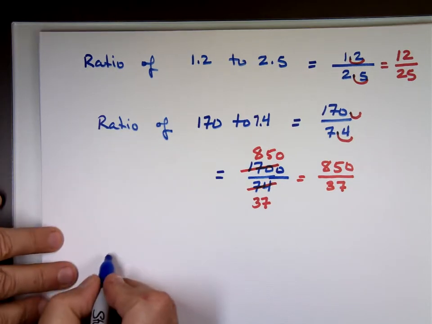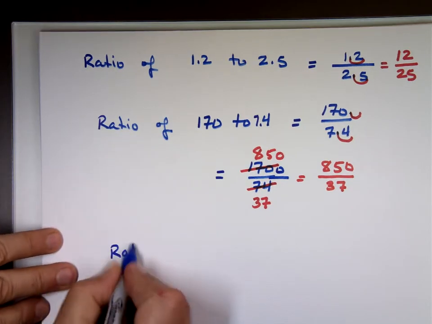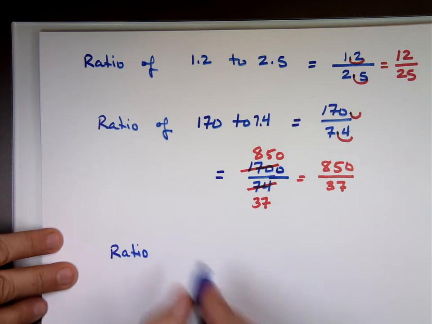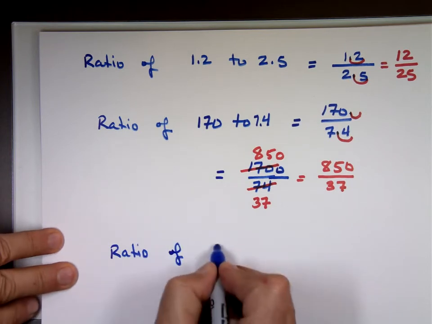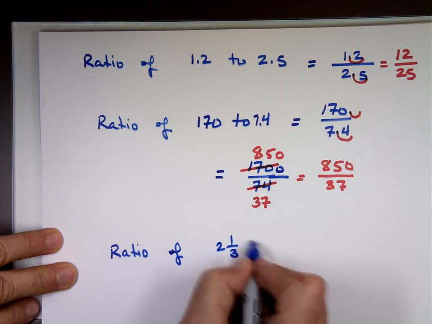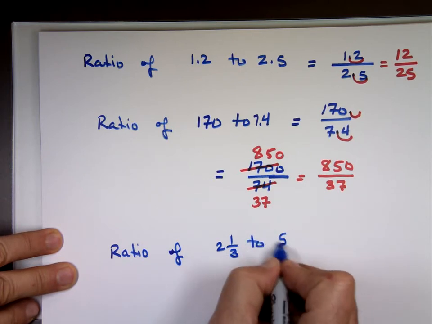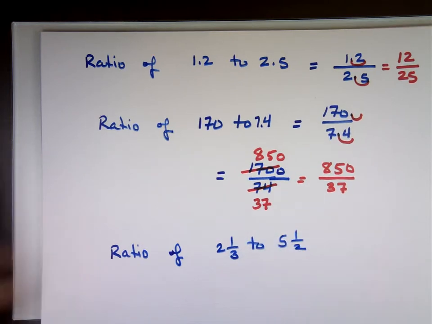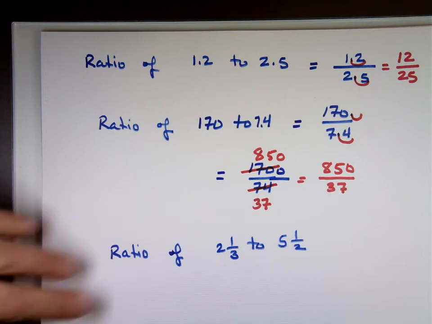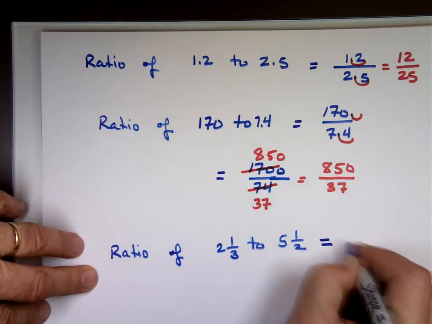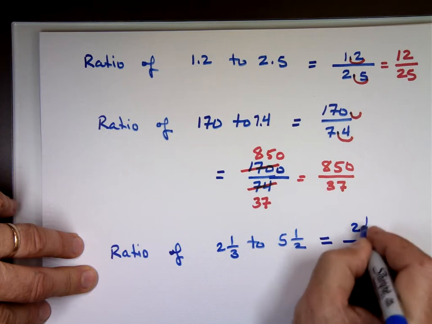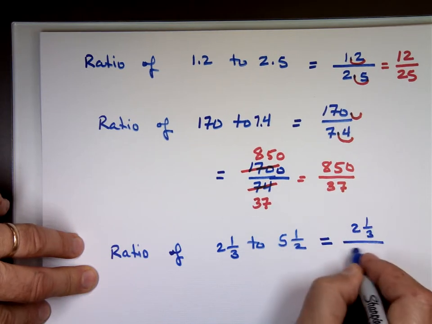Let's take you back to chapter 2. I keep going back to that. The ratio of 2 1/3 to 5 1/2. I'm going to keep bringing these till you get these fractions done, mastered. That will be what? 2 1/3 to 5 1/2.